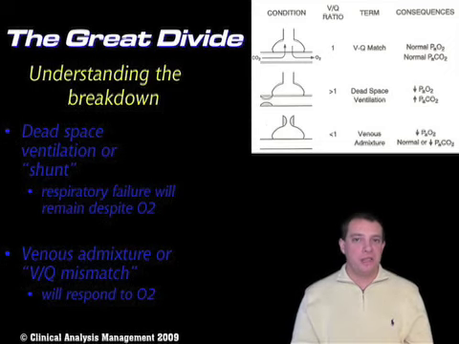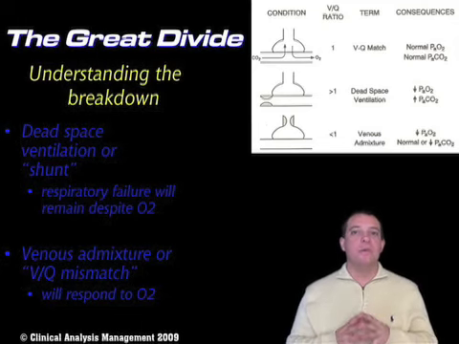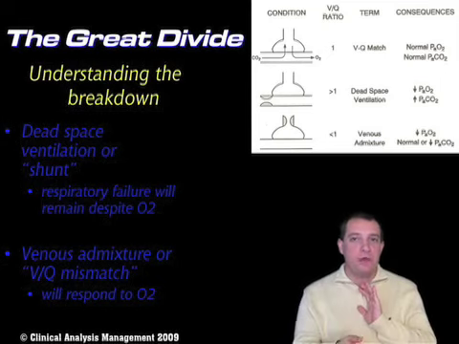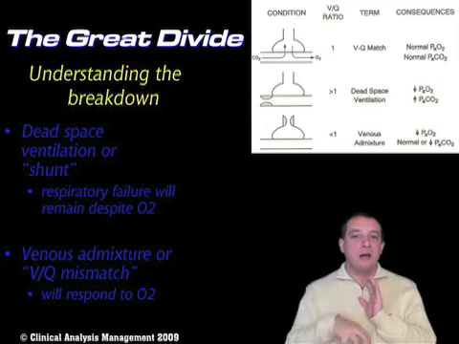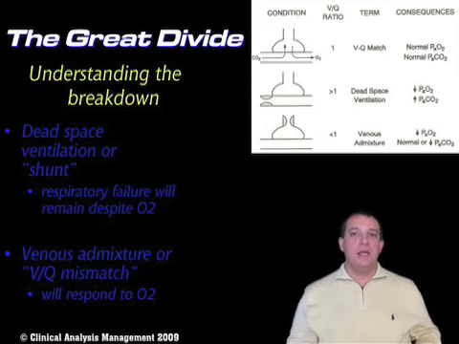The second type of problem that we can have, the second VQ mismatch that we can have, is something called venous admixture. And venous admixture is a problem with the lungs. So dead space ventilation was a problem with the circulation. Venous admixture is a problem with the lungs. And with venous admixture, the whole problem is that we're not getting as much air down into the lungs as there is blood flowing through. And since there's not enough air to meet the amount of blood that's coming through, what we see is the patient has ineffective diffusion of gas.